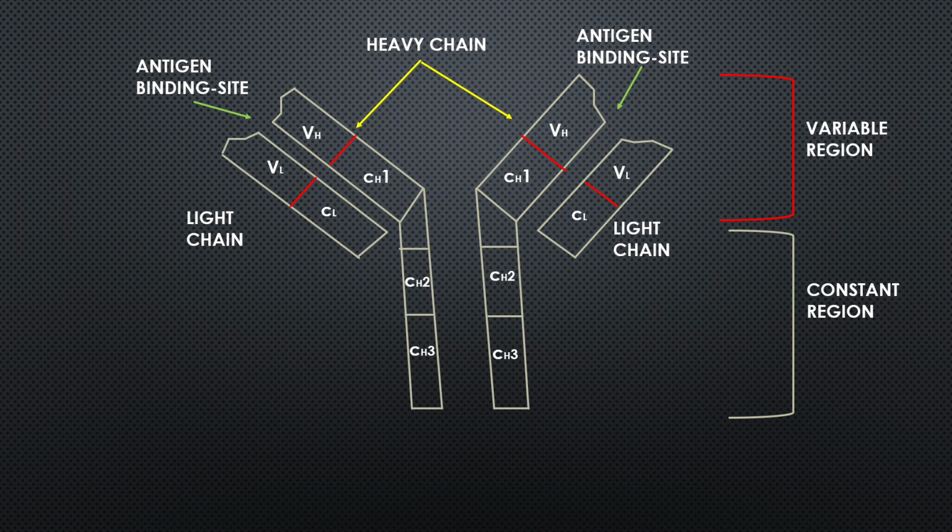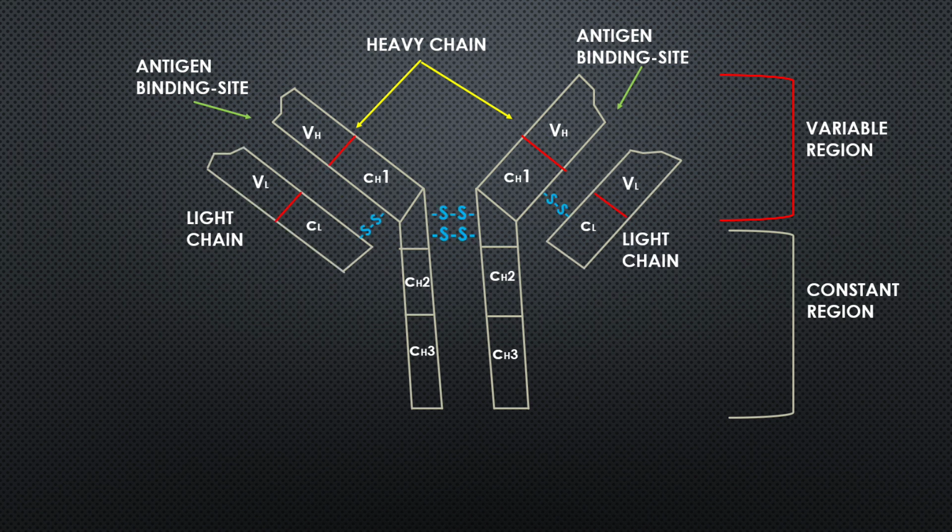But there is an exception. The IgM and IgE consist of CH1, CH2, CH3 and CH4 also. But IgA, IgG and IgD have three portions of heavy chain, that is CH1, CH2 and CH3.